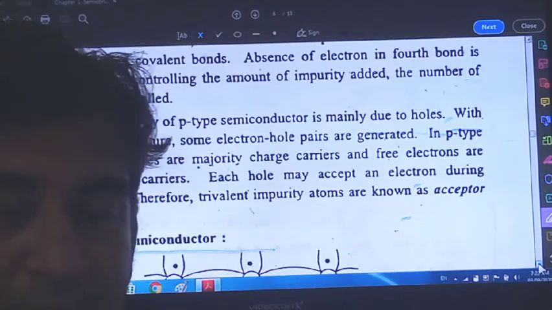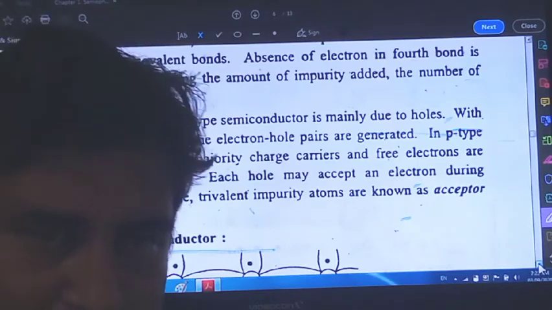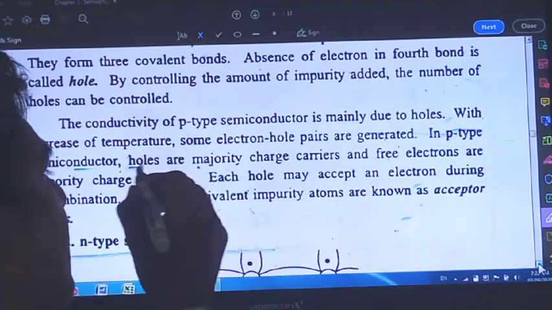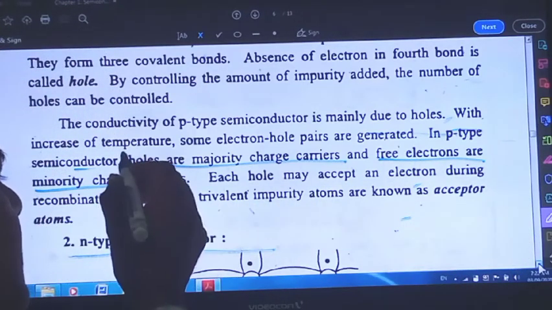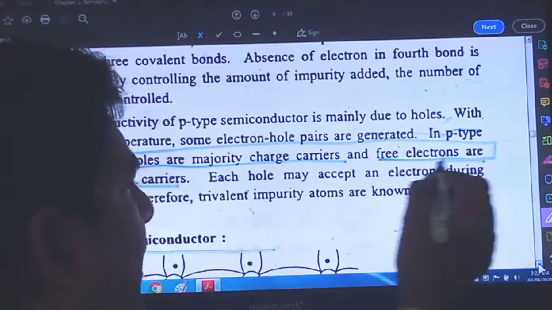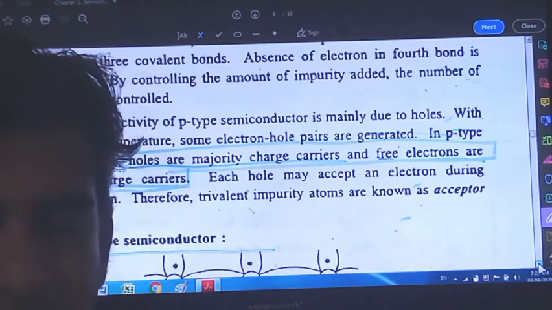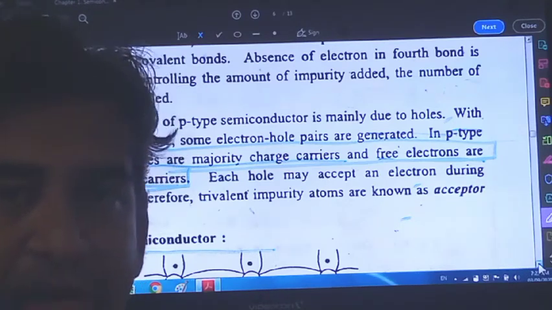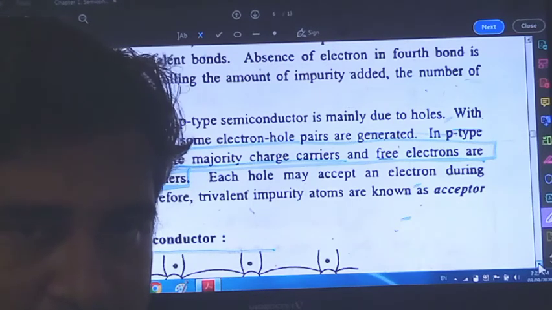With the increase in the temperature, some electron and hole pairs are generated. In a p-type semiconductor, the holes are the majority charge carriers. Here, this is very much important: holes are the majority charge carriers and the free electrons are the minority charge carriers. This statement you have to keep in your mind in this topic. Each hole may accept the electrons during the recombination, since the trivalent impurity atoms are called acceptor atoms. Trivalent impurity is nothing but an acceptor atom.